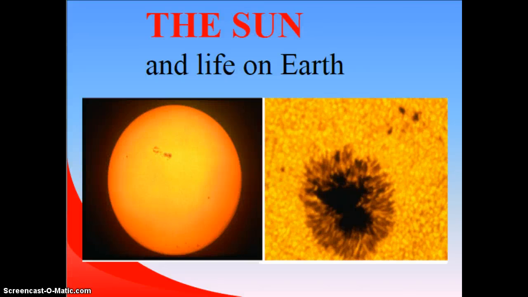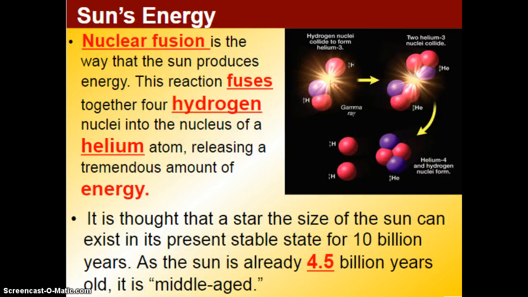The last thing that we need to talk about in our astronomy concept is the sun and the entire reason that we have life here on Earth. What happens is in the sun's core, nuclear fusion is taking place. And nuclear fusion is the reaction that fuses together, or combines, hydrogen nuclei into forming a new helium atom.